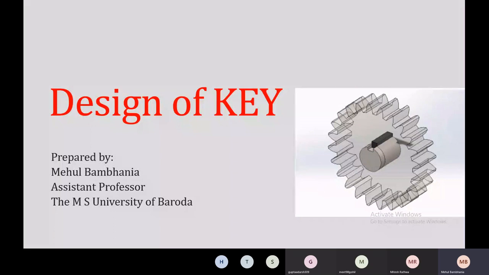Today it's the session regarding the design of key, and this is our second chapter in the series of machine design 1.